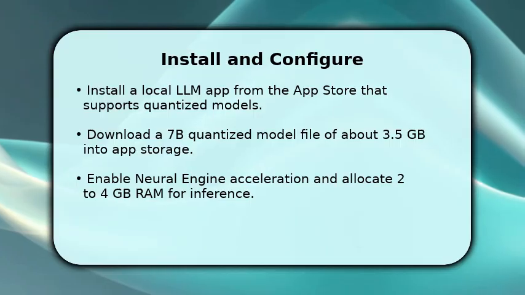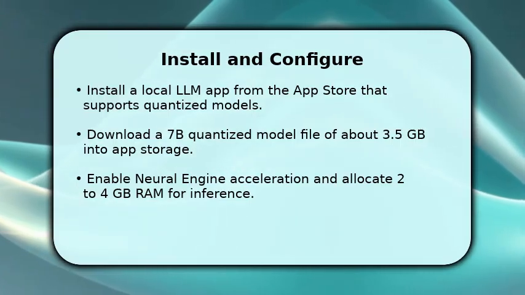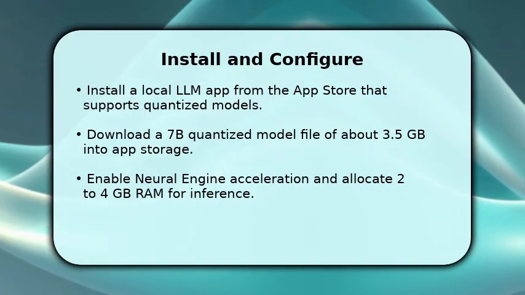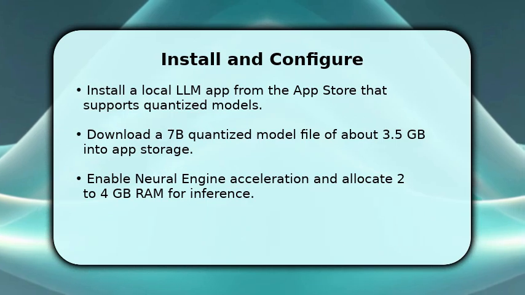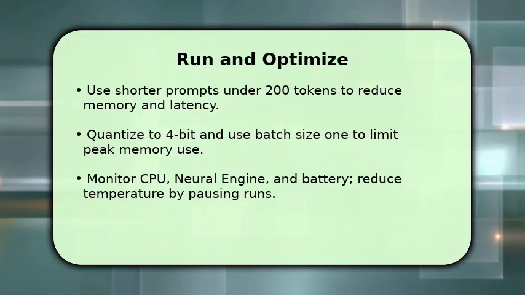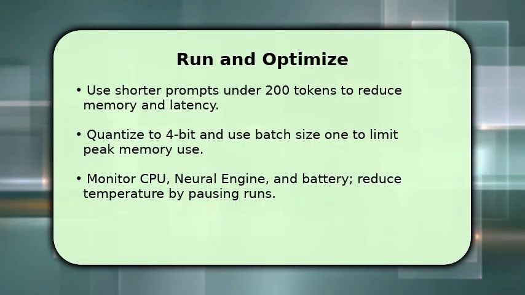Allocate between 2 and 4 GB of RAM or swap for smooth inference. Restart the app after configuration to apply all performance settings properly. Begin by loading the quantized model inside the app and run a simple test prompt.